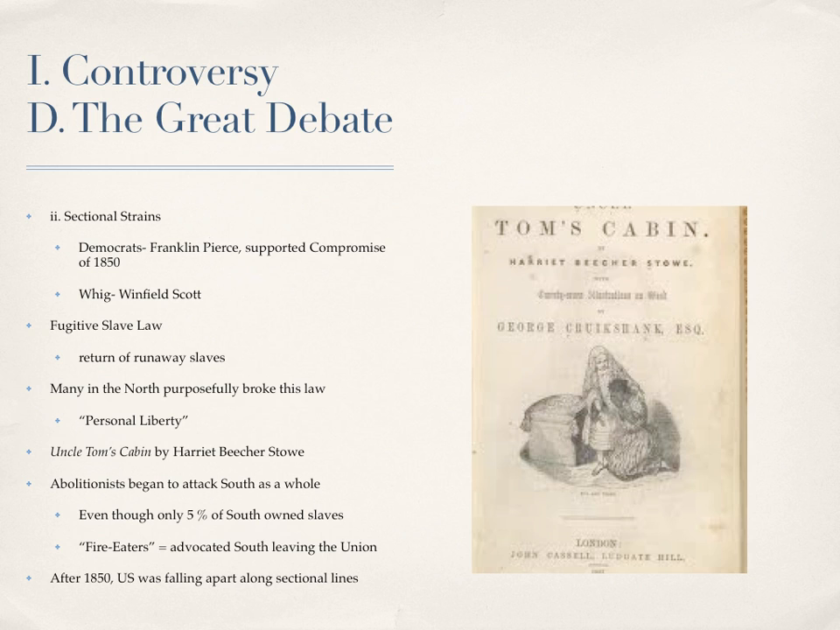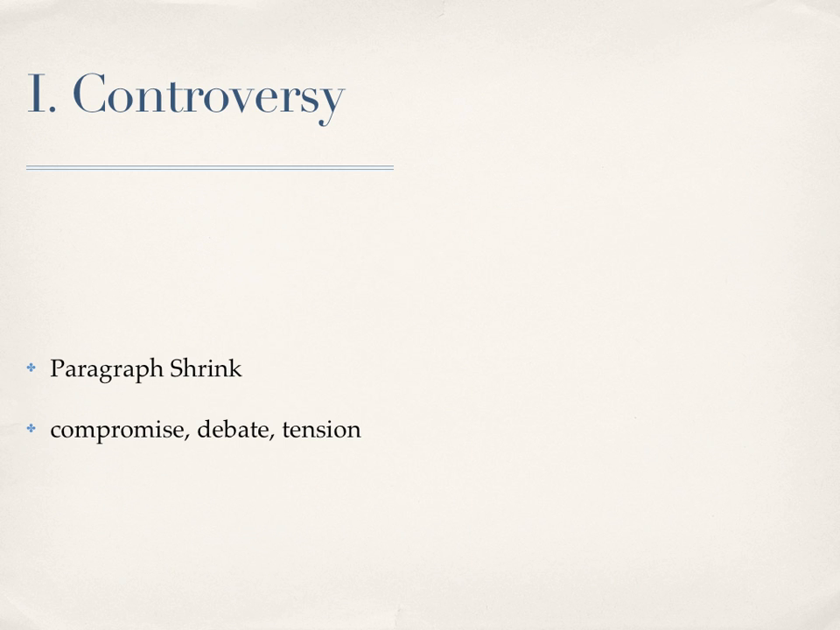We have a group known as the Fire Eaters. That was the vocab term. These are radical extremists who would like to see the South leave the Union. So after 1850, we see the U.S. pretty much just falling apart along this sectional divide between North and South, enslaved and free state. Here's your paragraph shrink: compromise, debate, tension.